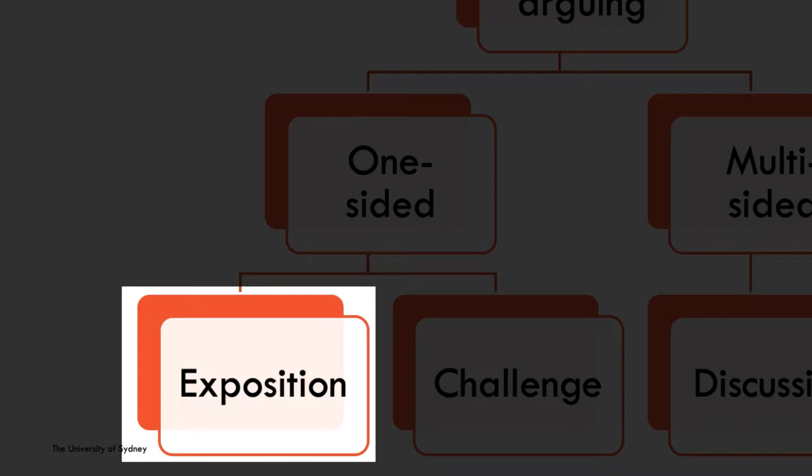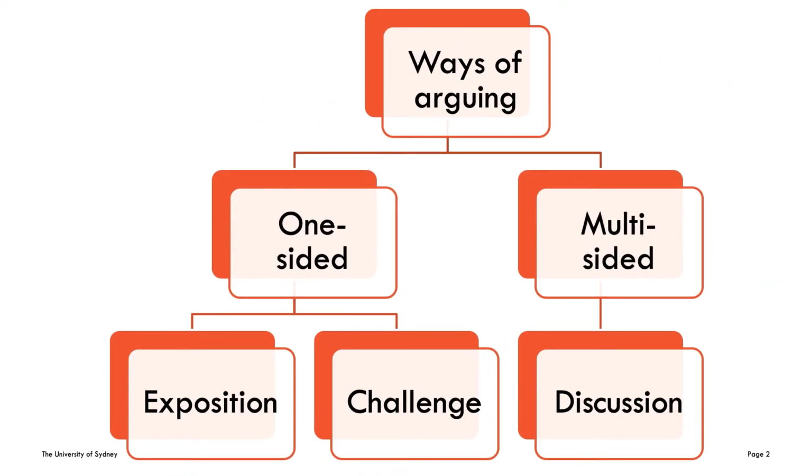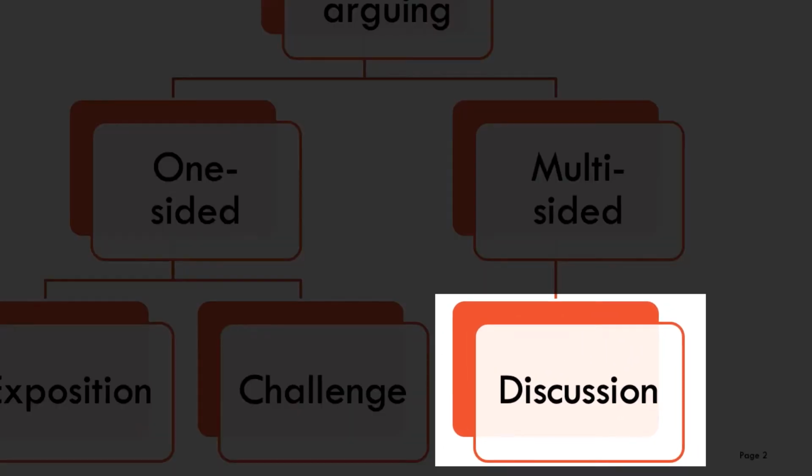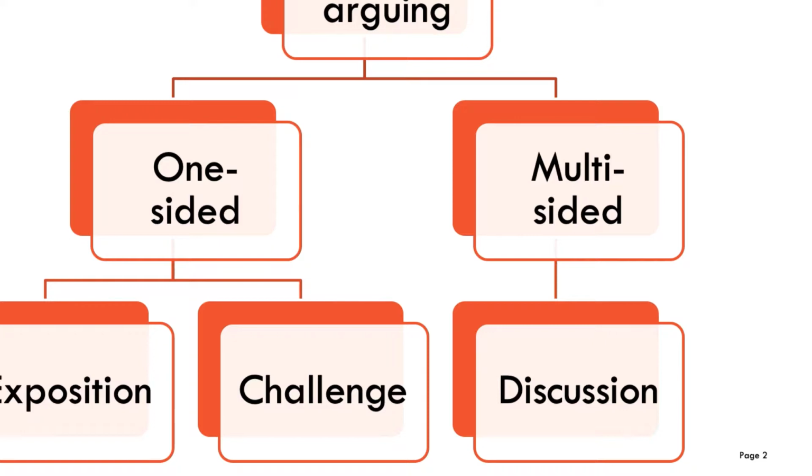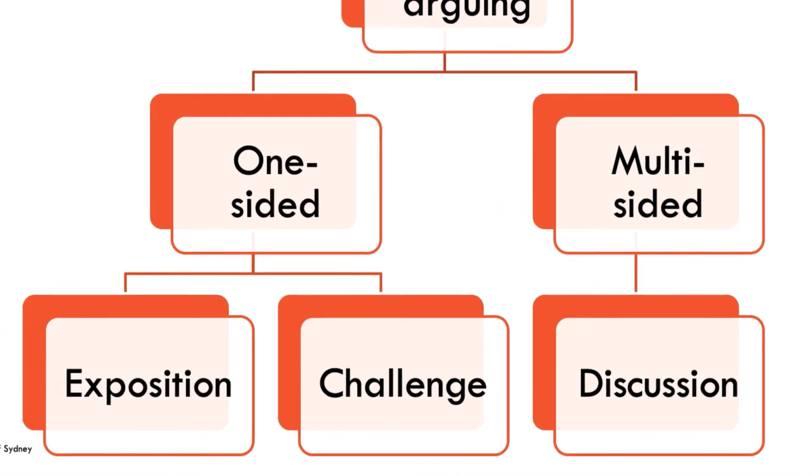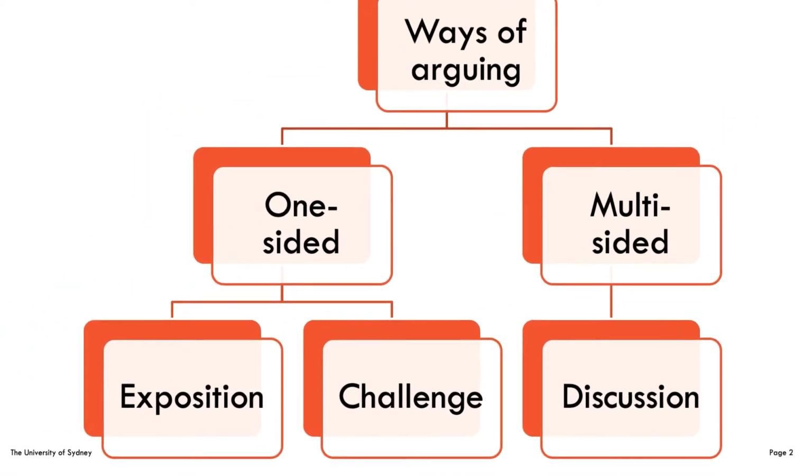Another way of presenting an argument is to discuss different perspectives related to a particular issue with a view to resolving this issue. This multi-sided type of argument is called a discussion. A discussion argument allows you to more fully explore the complexity of ideas and positions that you encounter in the literature. The third way of arguing is one-sided, like the exposition, but more critical. We will look at this challenge type of argument later in this module.